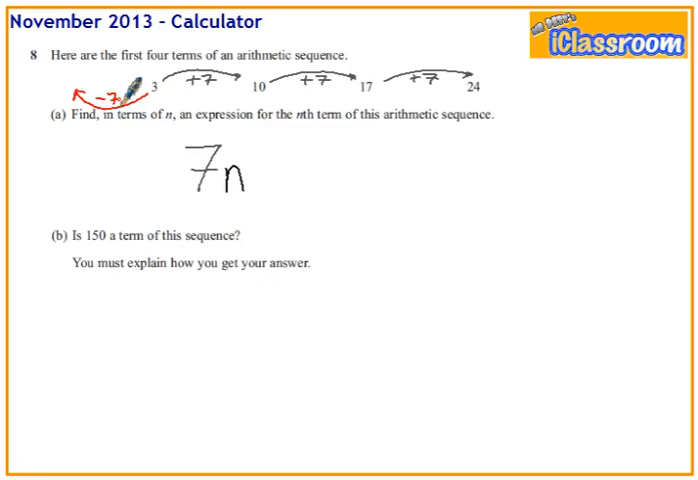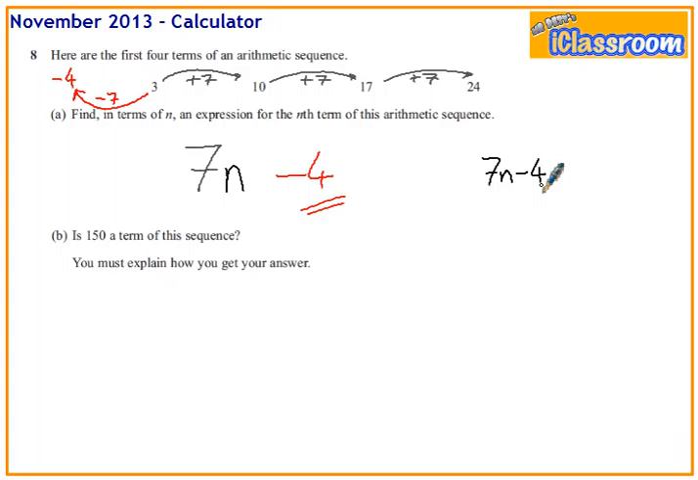What came before the 3? Minus 4 came before the 3. 3 subtract 7 takes me to minus 4. So here's my rule: 7n minus 4.